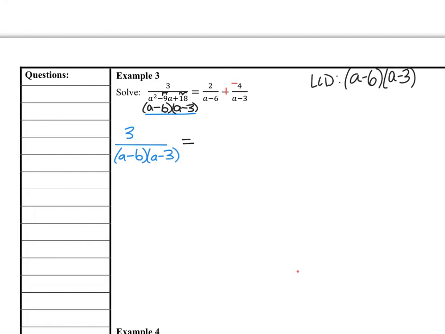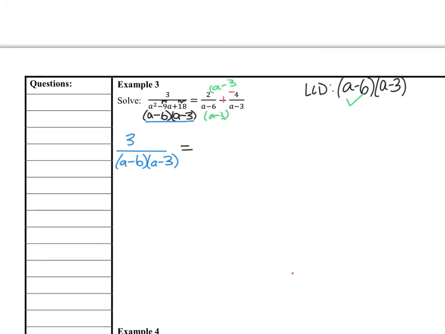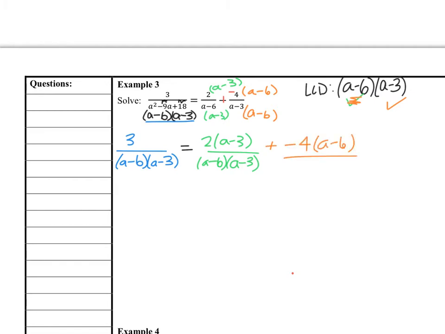And then we have equals. This second denominator only has a minus 6, so it needs a minus 3, which means the top also needs a minus 3. So now we have 2 times a minus 3 all over a minus 6 times a minus 3. And then lastly, this last denominator only has a minus 3 and it needs a minus 6. So then it's plus a negative 4 times a minus 6 all over a minus 6 times a minus 3.